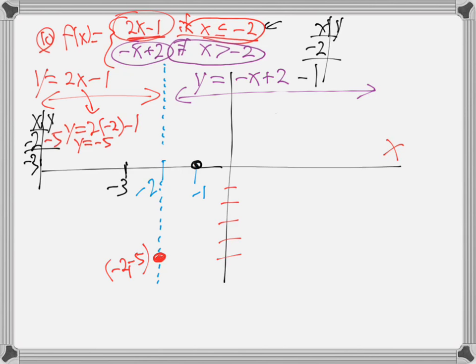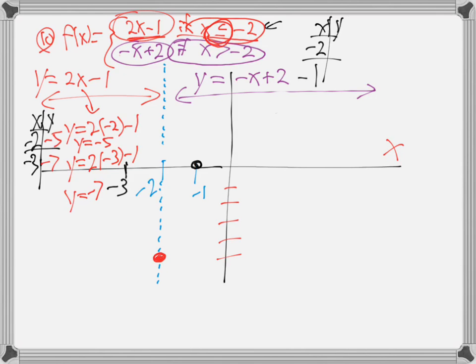The red graph has the bar. See right there? The red graph is for values less than or equal to negative 2, so it wants the border. Let's plug in negative 3 now. 2 times negative 3 minus 1. What's that, minus 7? So that's minus 3, minus 7. Here I should create more room.